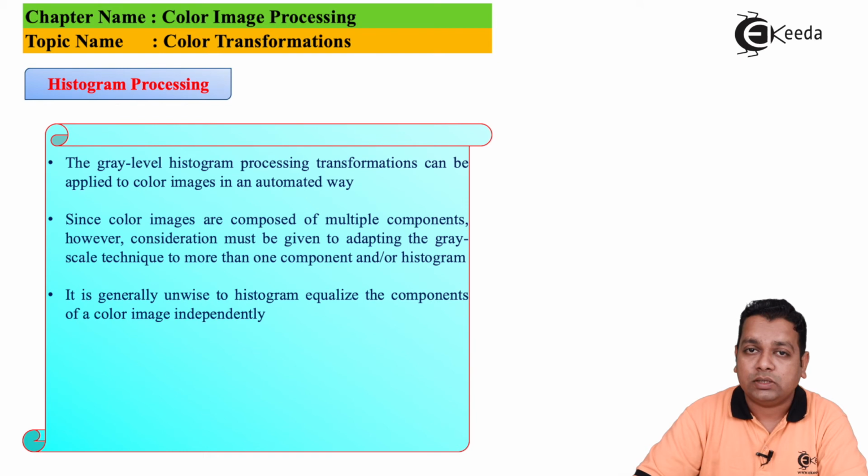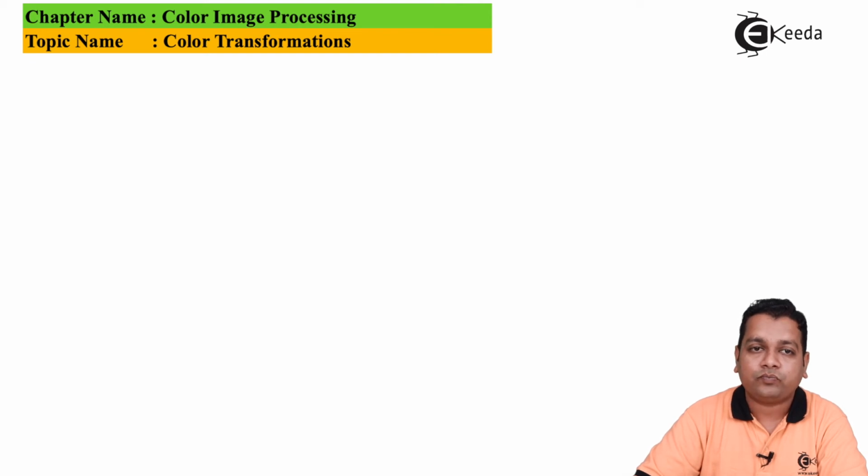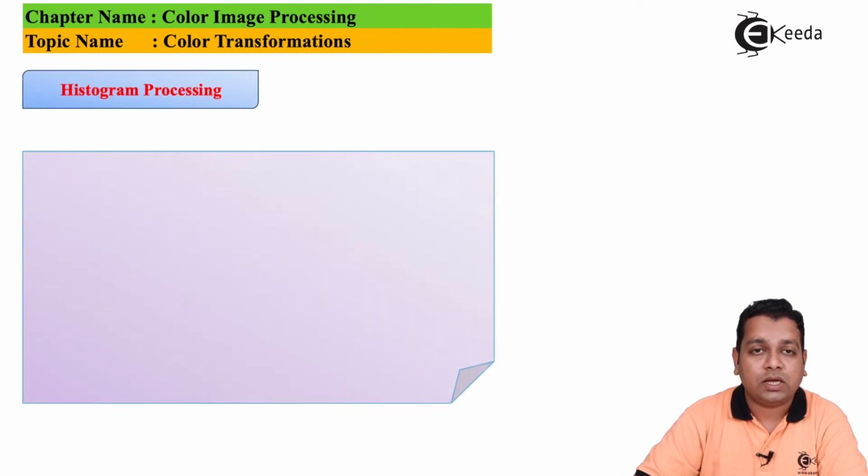It is generally unwise to histogram equalize the components of a color image independently. The reason is that it results in erroneous color. A more logical approach is to spread the color intensities uniformly, leaving the colors themselves, for example hues, unchanged. Now we have a visualization of the figure.